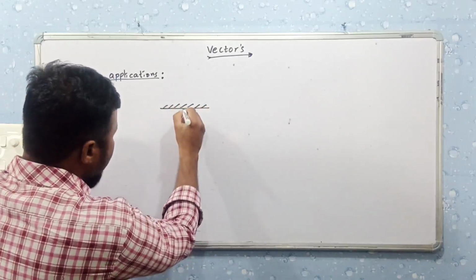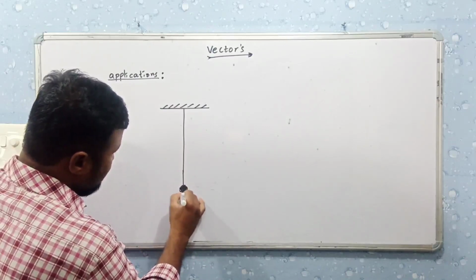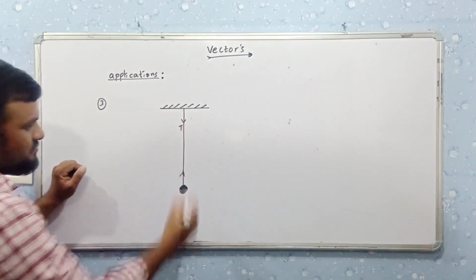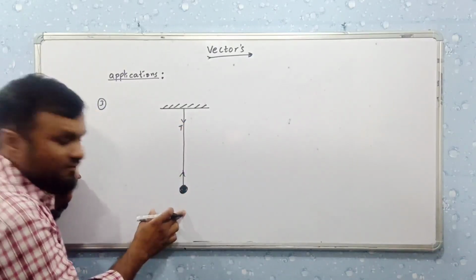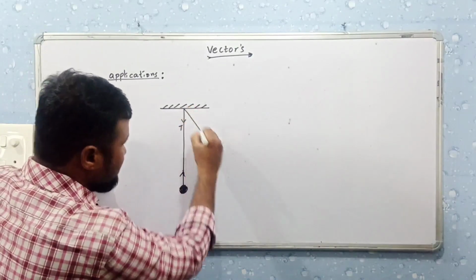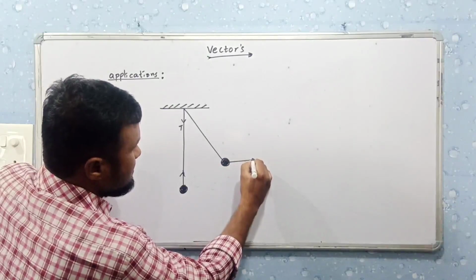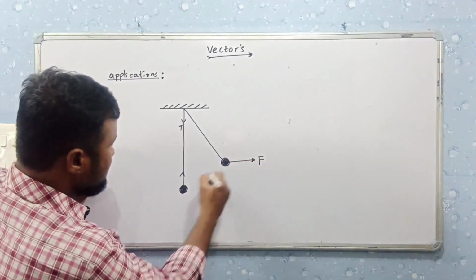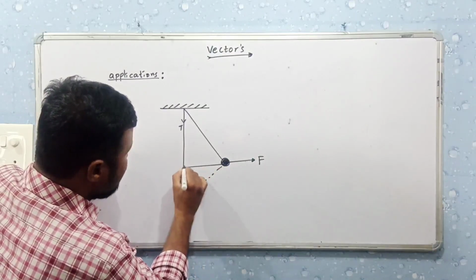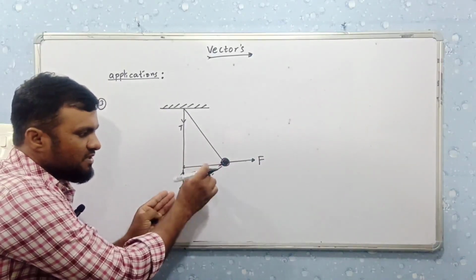A pendulum bob having mass m is hung by a string. The string has tension T. Suppose I apply a force on the pendulum bob on the right side. As a result, the pendulum bob comes here. This is the point of application of force. The pendulum bob has a displacement, x, from the initial position to the final position.